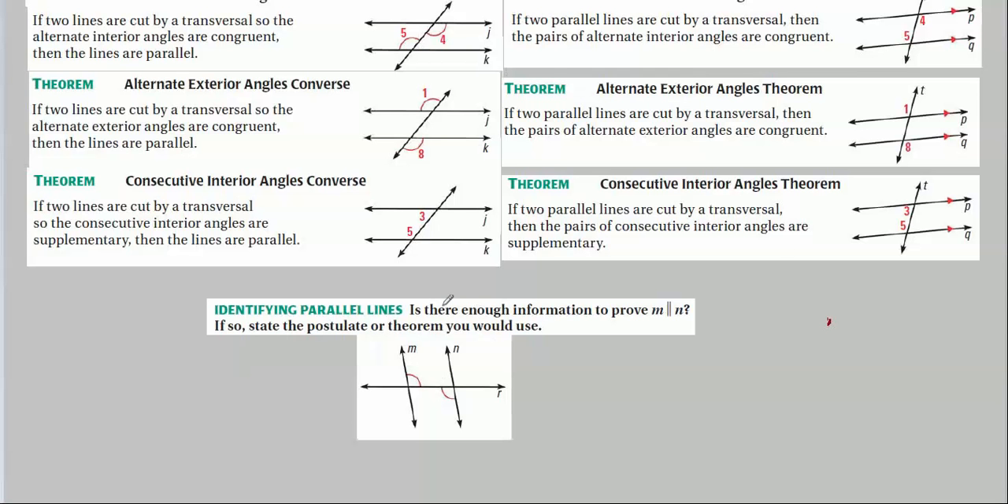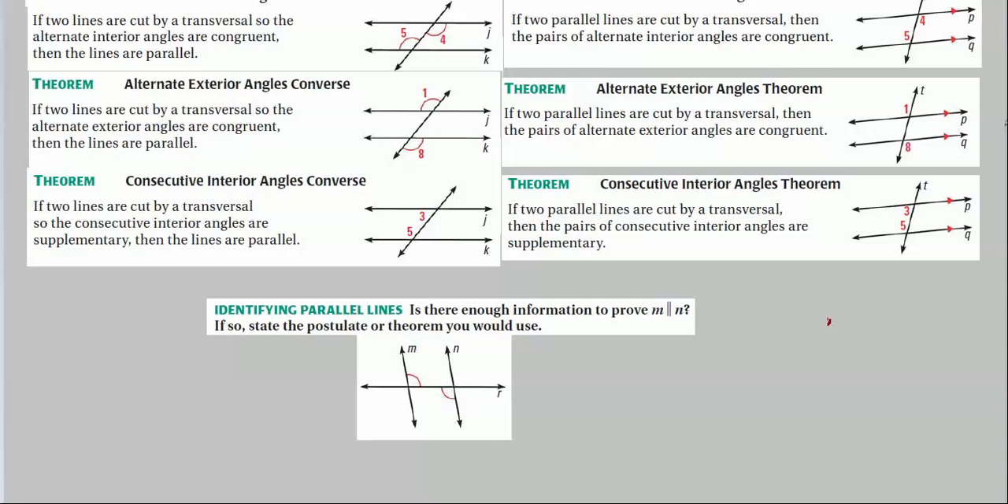Now here they ask us if there's enough information to prove that M is parallel to N. And of course, the second part is the important part. Explain why. You could just say yes or no and have a 50-50 chance of getting it right. That's not mathematics. You've got to say why. Well, remember, these single lines here are intended to imply that these angles are congruent. And what are these? These are an alternate interior angle pair, and they are congruent.